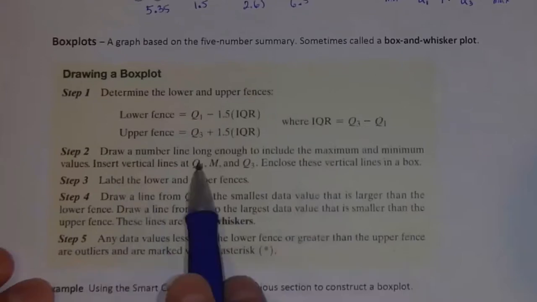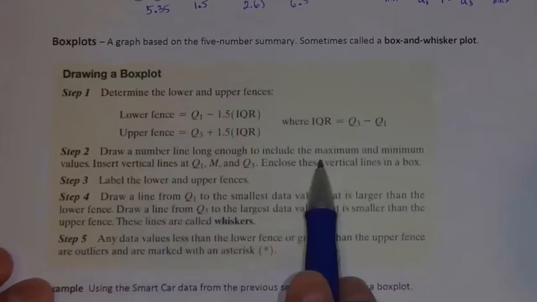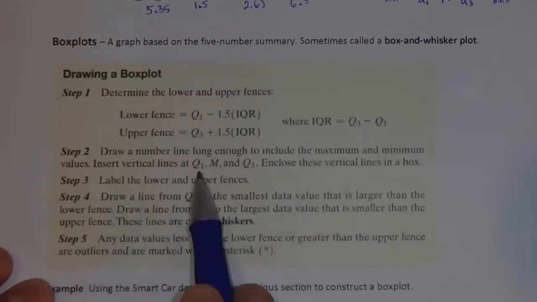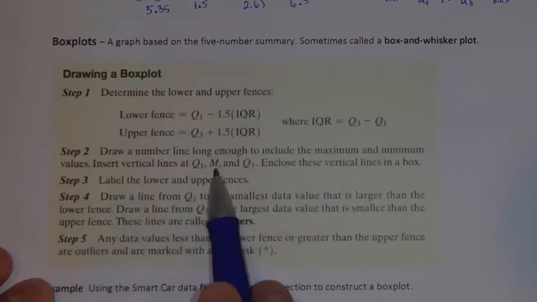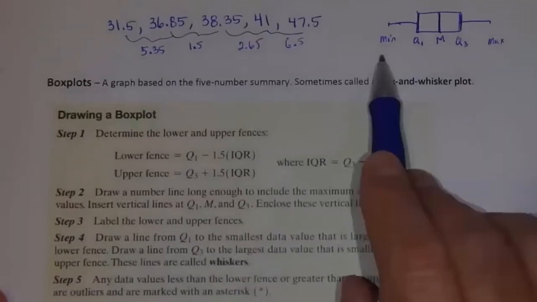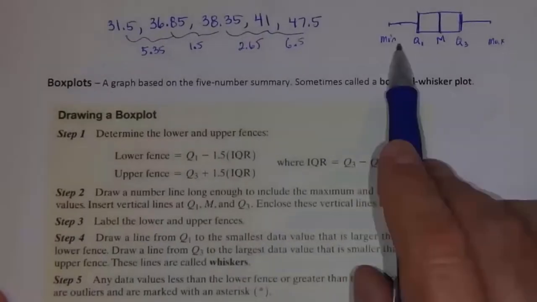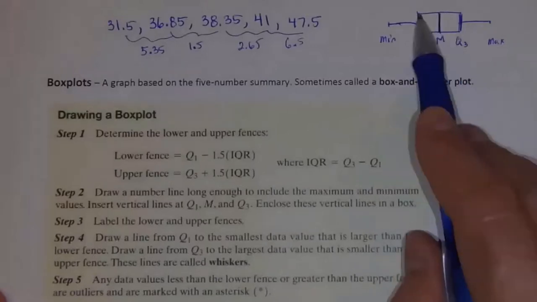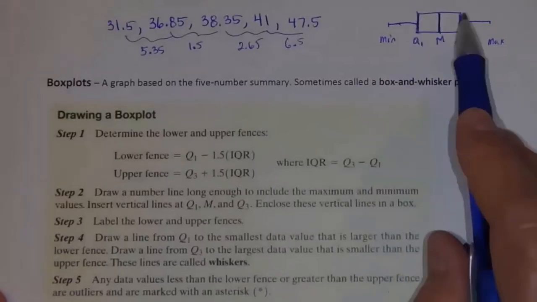Draw a number line long enough to include the maximum and minimum values. Insert vertical lines at Q1, M, and Q3. So again, I'm going to draw a number line so that I have a scale, and I'm going to draw vertical lines at the median and at the 2 quartiles, the first quartile and the third quartile.